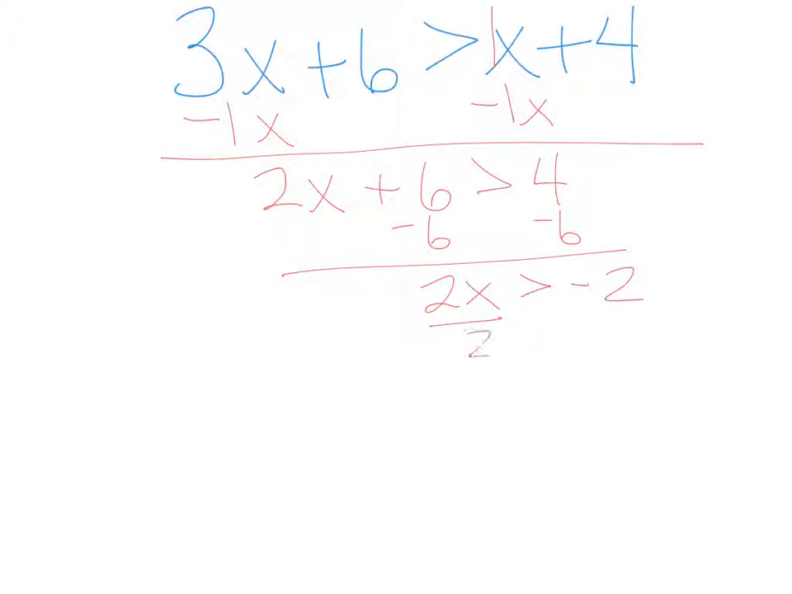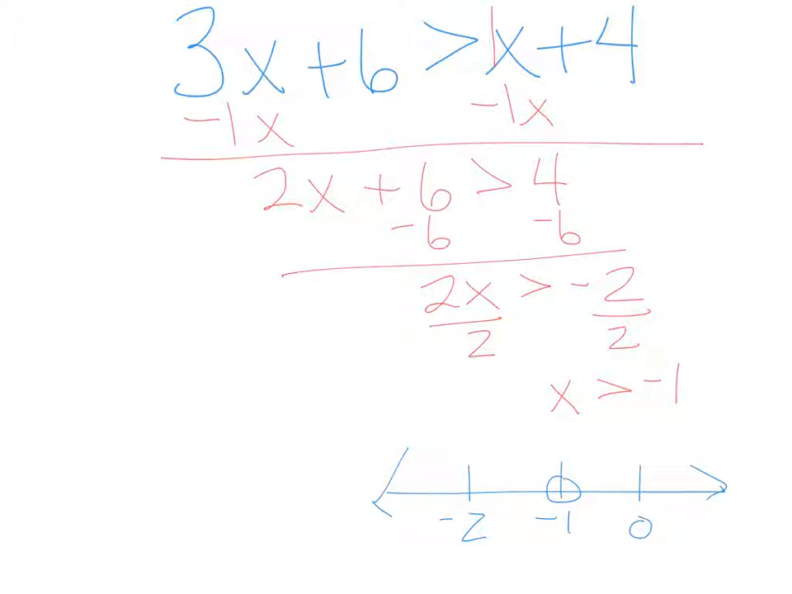I'm going to divide by a positive 2, and since I'm dividing by a positive 2, I do not have to switch the inequality. Even though this 2 over here is negative, that is not the one that matters. What matters is this 2 right here, and that's positive. So I'm going to keep it as x is greater than negative 1. If I were to graph that on a number line, I would have an open dot, because it can't be equal, and it would be shaded to the right.